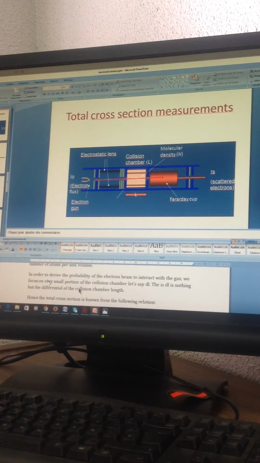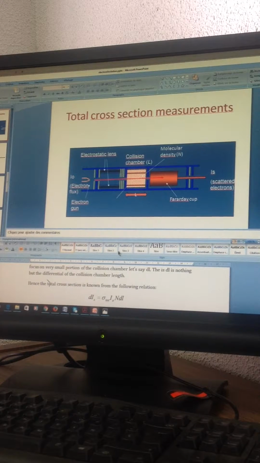So in order to derive the probability of the electron beam, E0, to interact with the gas target, we focus on a very small portion. To make it simple, let's say dL, which is nothing else but the differential of the collision chamber length.